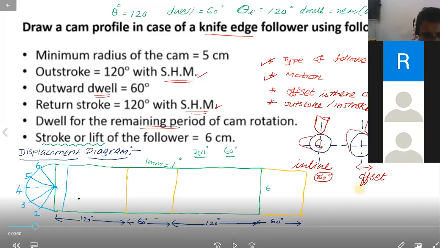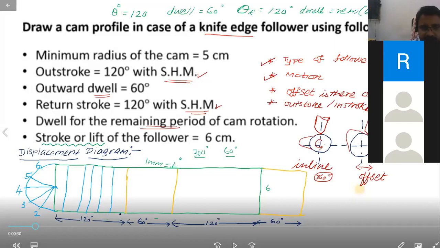So 1, 2, 3, 4, 5, like that. Equal divisions. Don't follow my diagram, man. You do it correctly. Equal divisions. That is 20 degrees. For every 20 degrees, you should put a line. 20 degrees for us is 10 mm. Correct.